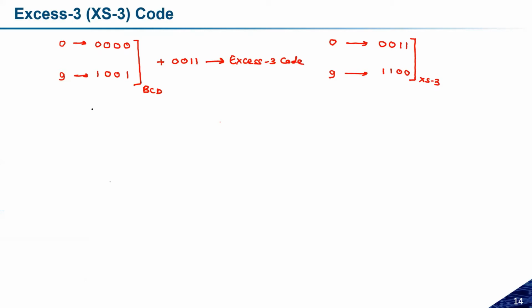So if I write these, they are 0000, 0001, 0010, and after that 1101, 1110, and 1111. All these numbers are not valid in Excess-3, and we know which numbers are not valid for BCD. So this is how the Excess-3 code works.